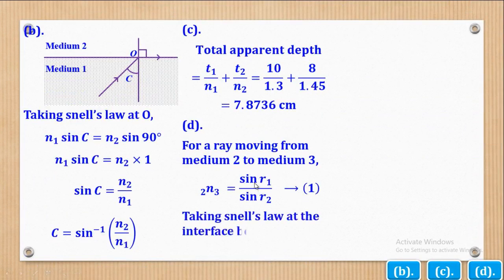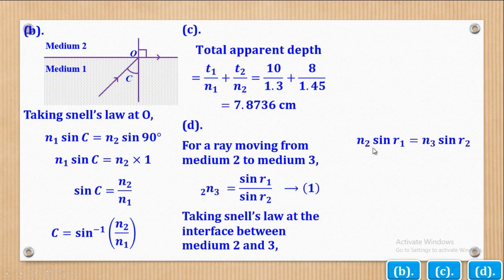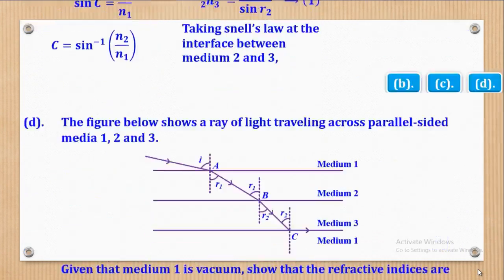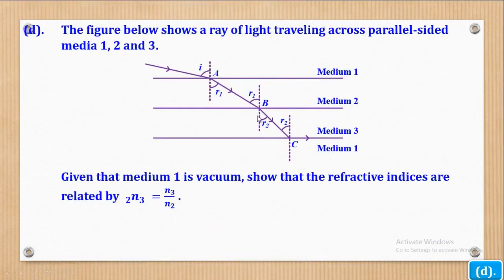What about taking Snell's law at the interface between medium 1 and medium 2? We shall come up with n2 sine r1 equal to n3 sine r2. So when you go back here, taking Snell's law at this point, it means that n2 sine r1 is equal to n3 sine r2.